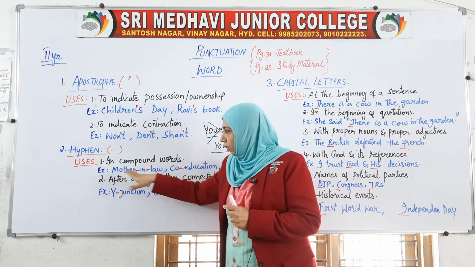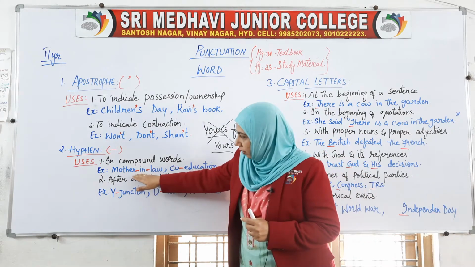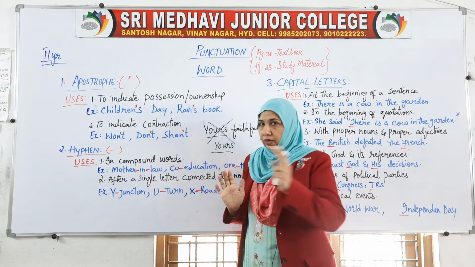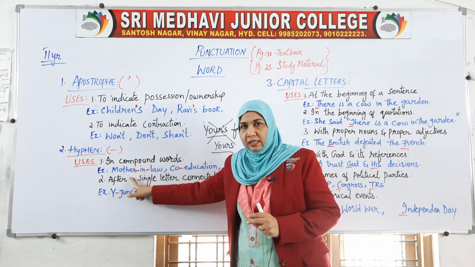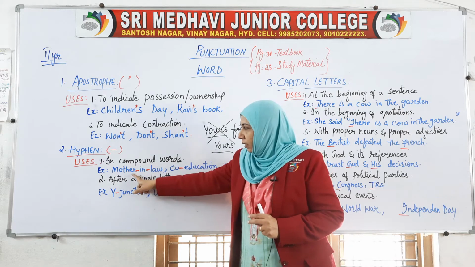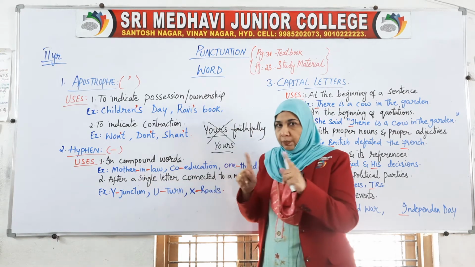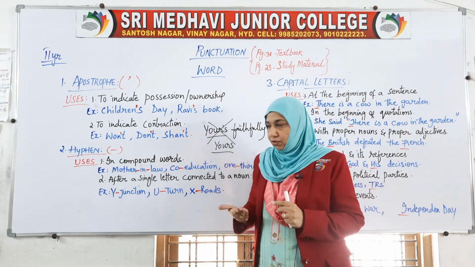So here the first compound word is mother-in-law. Here in-law itself is a word, then we are using mother. So here we can put father-in-law, sister-in-law, whatever. These are the compound words where we are using the hyphen in between to separate it out, to clarify the relation.